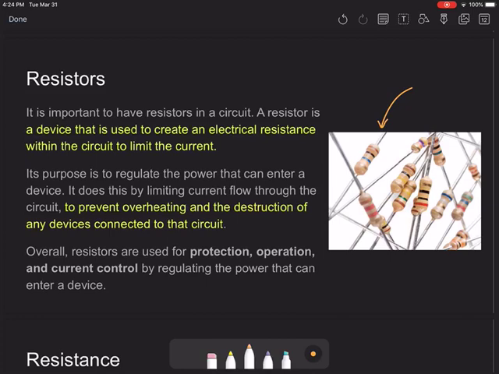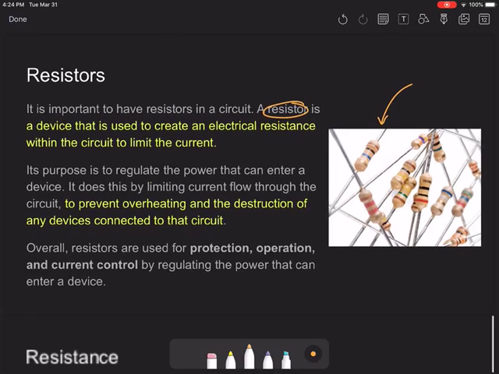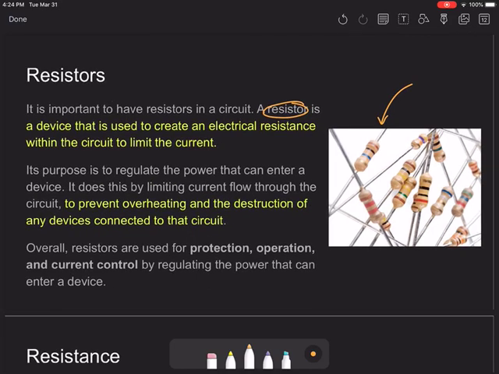And that's where our resistors come in. So a resistor, again, is a device that is used to create an electrical resistance within the circuit to limit the current. So it's going to slow down that flow of electrons within your circuit. The whole purpose of it is to regulate the power that could enter the device, right? You don't want too many electrons to get in there at once or too quickly. It does this by limiting the current flow through the circuit to prevent overheating and to prevent the destruction of our devices that are connected to that circuit, right?